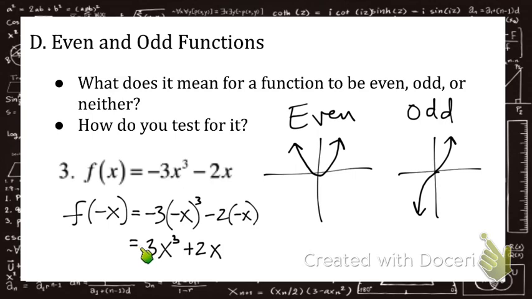So the way to test for even or odd is to evaluate at negative x, plug it into the function, and see if you get the negative of what you started with. Notice how everything changed sign. Negative 3x cubed turned into positive, negative 2x turned into positive. That means it's an odd function. So when you get the opposite, it indicates that it's an odd function. If you had plugged it in and it stayed exactly the same, so if nothing had changed in the original problem, it would have been even. And last but not least, if you had plugged in negative x and some things changed but some things stayed the same, it would be neither odd nor even.